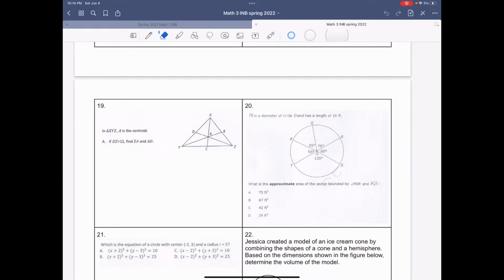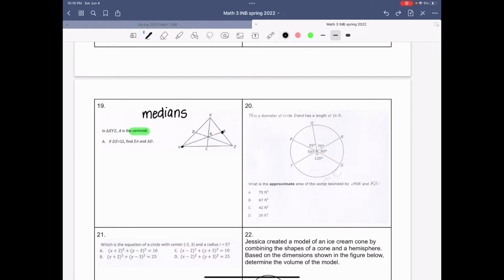Right, for number 19, this problem says that you have a triangle XYZ and A is the centroid. So remember, the centroid has medians, and if I have a median, that means that it goes from the middle to the angle. So in this situation, we know that if I have a median, this section right here is, let's say, n, then the other section of it is double that, which is 2n.